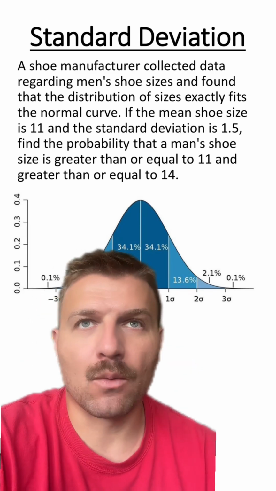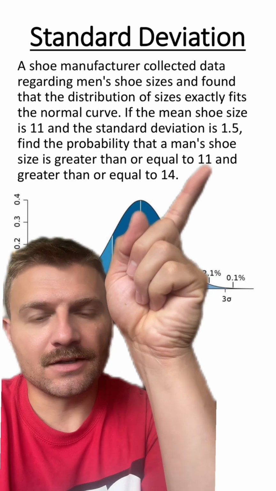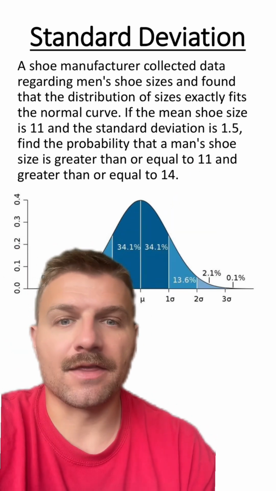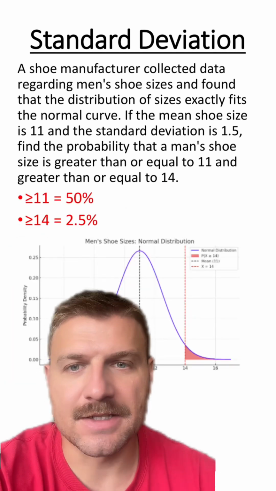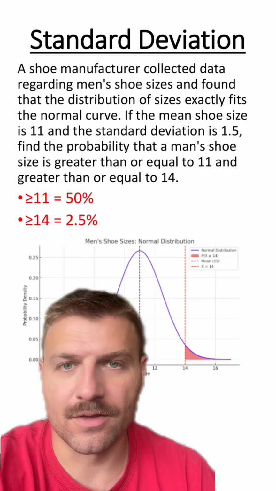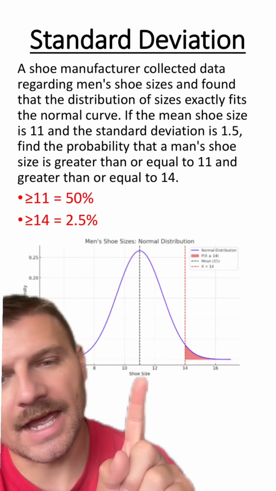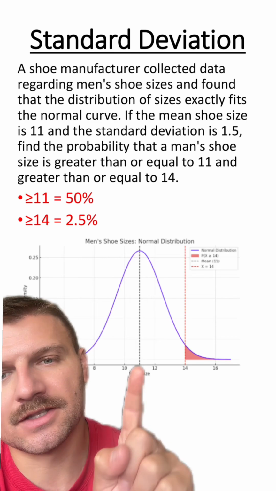First, we have to determine what percentage of men have a shoe size greater than or equal to 11. And then second, we have to figure out the same thing, but for the shoe size 14. The first answer is going to be kind of easy just because 11 is our mean, or our average, for this data. This just tells us that half the men are going to have a shoe size greater and half are going to have a shoe size smaller than 11.